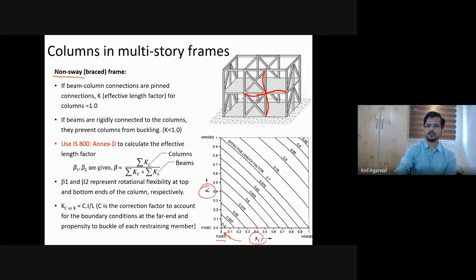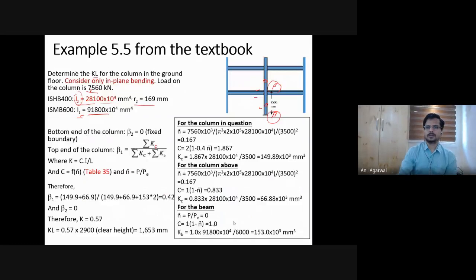Okay. So I know that my beta value for this column's bottom is 0. This beta is equal to 0. The beta at the top end I have to calculate. And what will be playing a role here? The beta at this end will depend on how much fixity this column offers, how much fixity this beam offers, and this column itself offers. And also how much susceptibility to buckle this and this columns have.